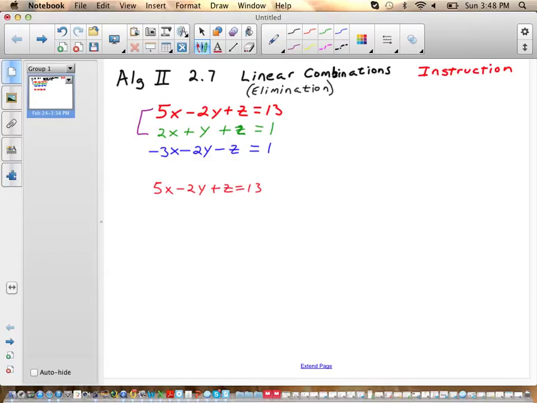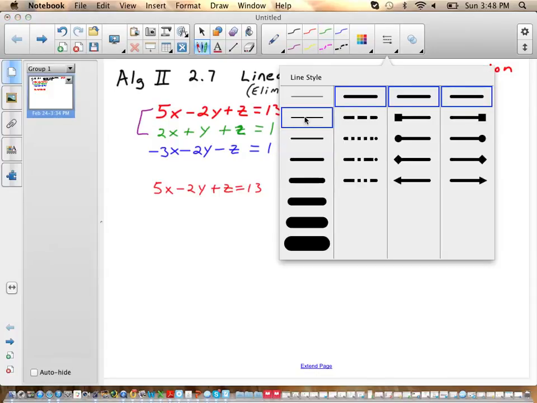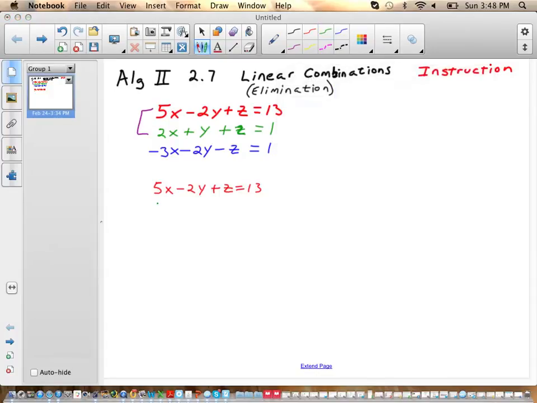And I'm pitting it against the equation 2x plus y plus z equals 1. So how can I get this taken care of so that I can eliminate one of these? Well, if I look at my variable z, if I can turn one of these into a negative, that would be like saying negative 1z and positive 1z, and those would cancel out to 0. So I'm going to do that by simply multiplying.